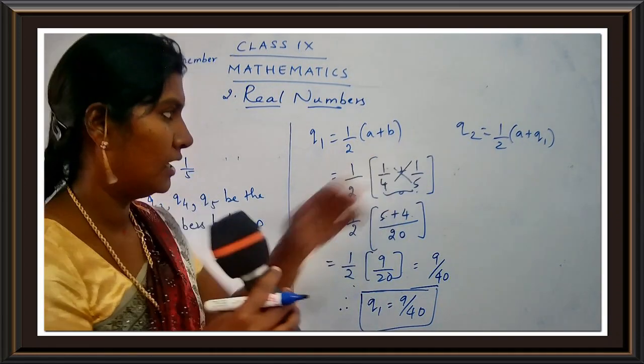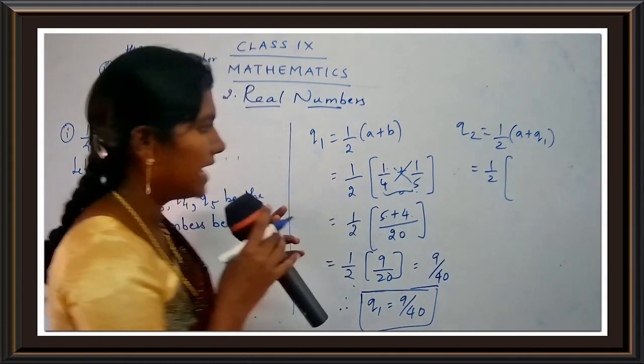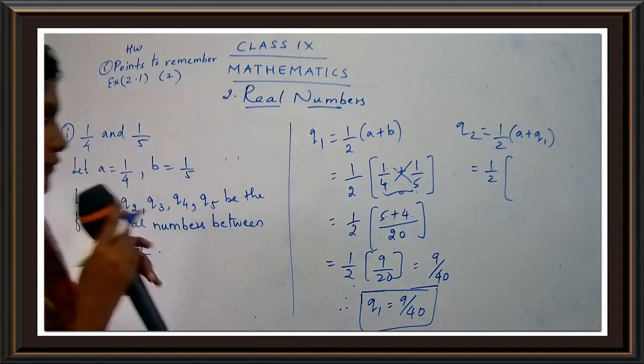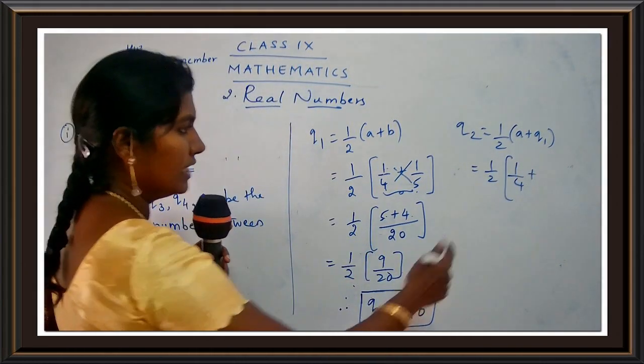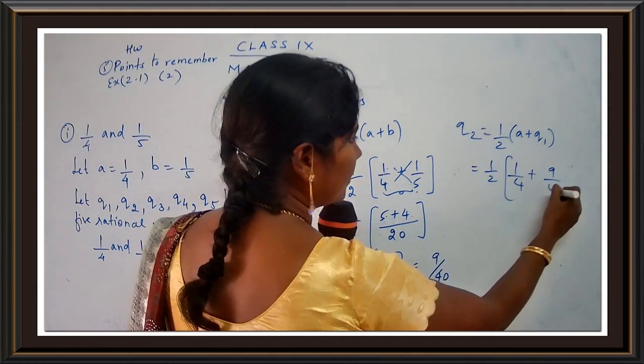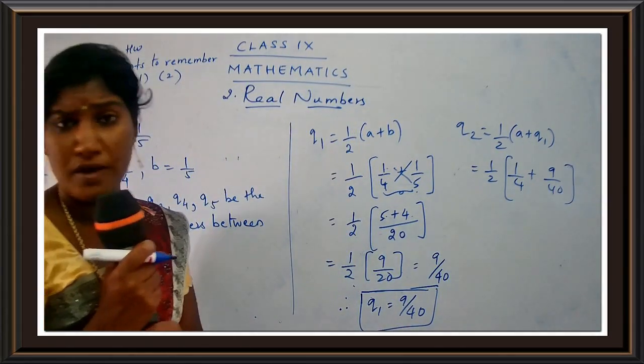Okay, children, let's substitute the value. So this is equal to half of, what is A? A is 1 upon 4. What is Q1? Q1 is 9 upon 40. Here we can go for cross multiplication. Okay, that is also one of the methods.